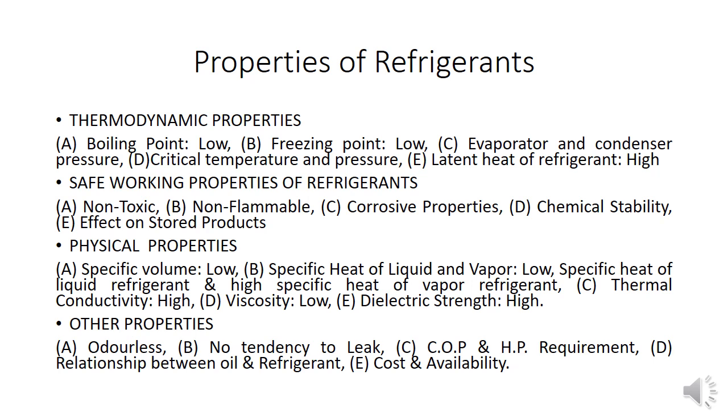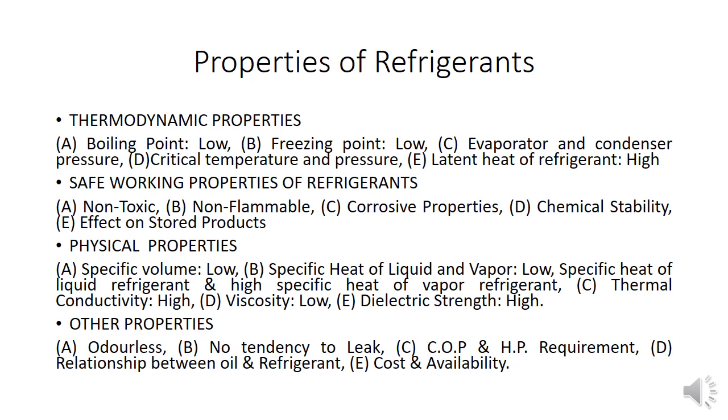Similarly, safe conditions of a refrigerant include toxicity, flammability, corrosive properties, chemical stability and effect on stored product. So nothing is desired basically. Chemical stability is a property where it should not form any bonding with the material where it is being stored or circulated. Similarly, it should not have an effect on the stored product, like in a refrigeration system. The refrigerant should not have any adverse effect on fruits or vegetables or whatever perishable items.